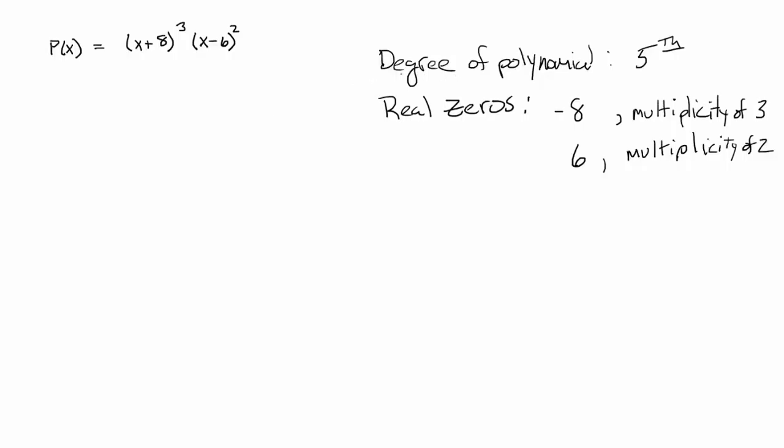So the degree of the polynomial is the largest degree that the independent variable takes on. And then our real zeros are what values make the function equal to 0. And then we talked about multiplicity, how many times each of those, if they are written out linearly, can happen.